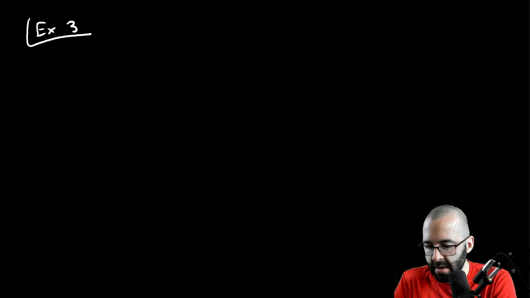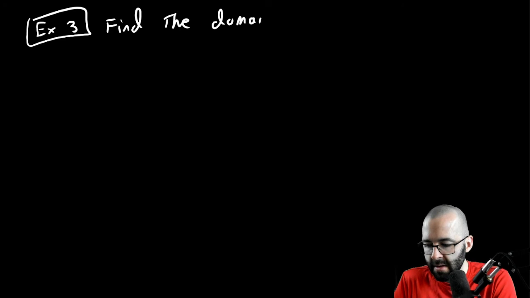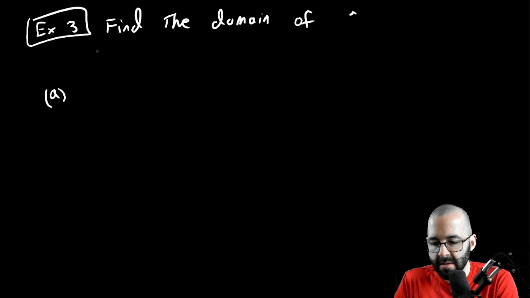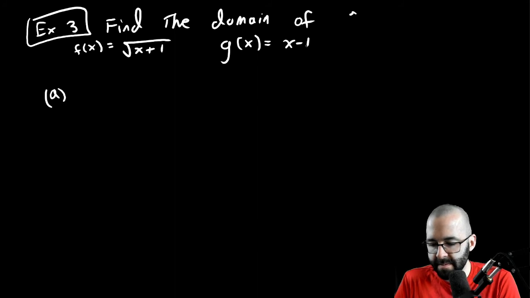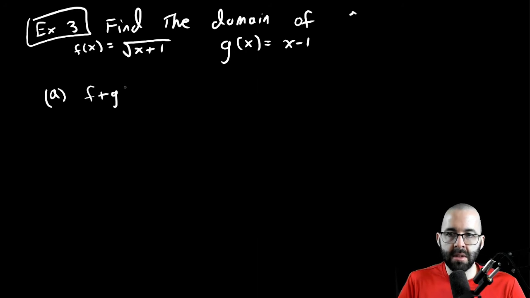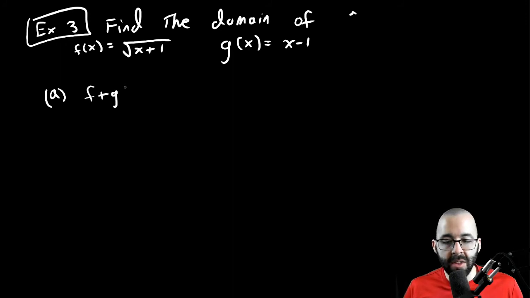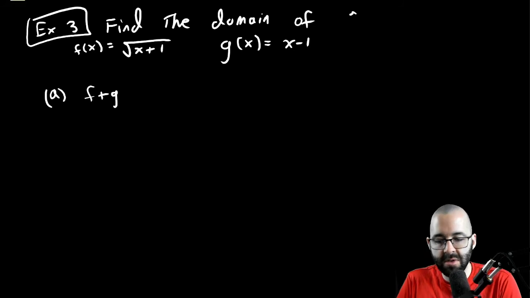Example 3. Find the domain of the following, where f of x equals the square root of x plus 1, and g of x equals x minus 1. And we're going to start by asking you the domain of this new function, f plus g. This new function is just adding the old functions together. What's the domain of the new function? It's the intersection of the domains of the old functions.